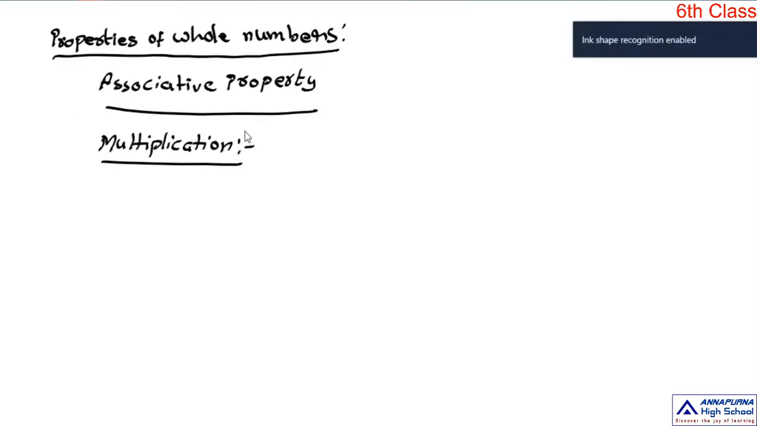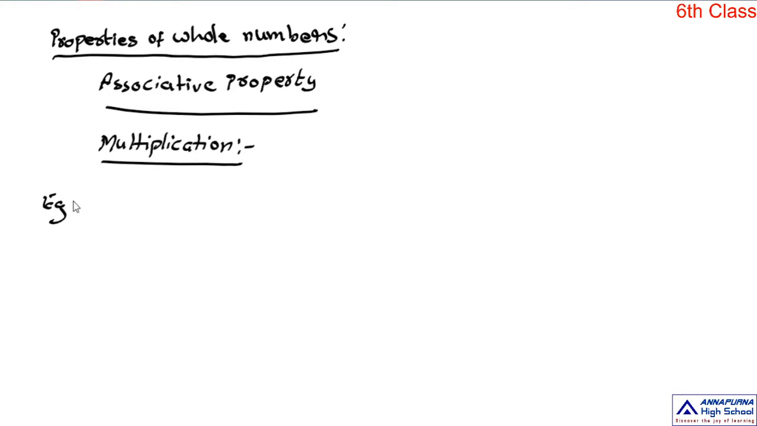Next one, associative property under multiplication. Here also I explain with examples. Multiply 3 whole numbers in 2 different ways. 2 into 3 into 4.